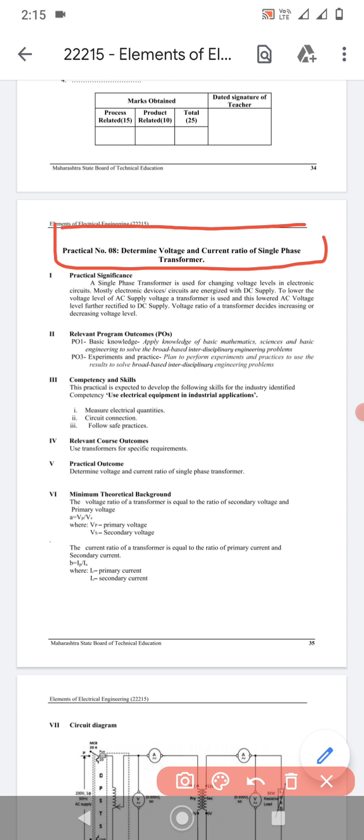Mostly electronic devices or circuits are energized with a DC supply. So, to lower the voltage level of the AC supply voltage, a transformer is used, and this lowered AC voltage is further rectified to DC supply. The voltage ratio of a transformer decides increasing or decreasing the voltage level.